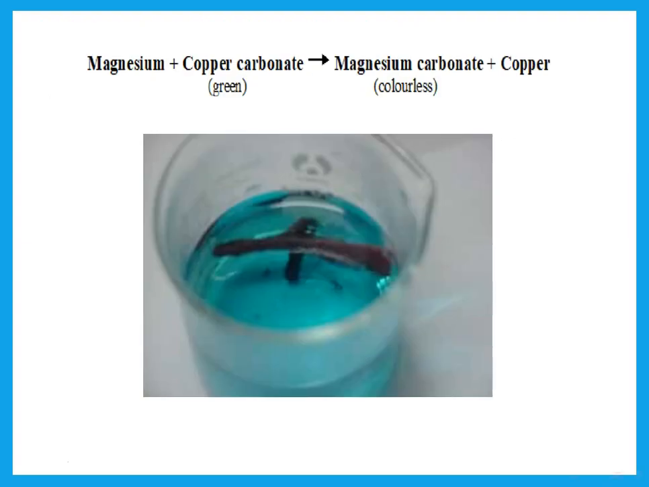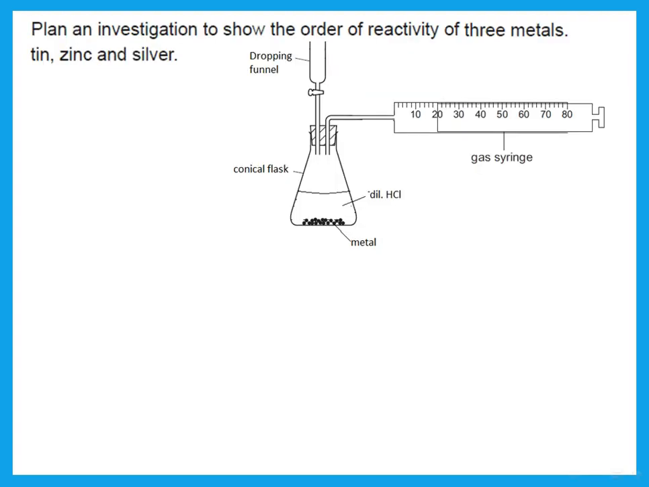Magnesium plus copper carbonate. Again, magnesium is more reactive than copper, so it will displace it and give copper back. Plan an investigation to show the order of reactivity of 3 metals.